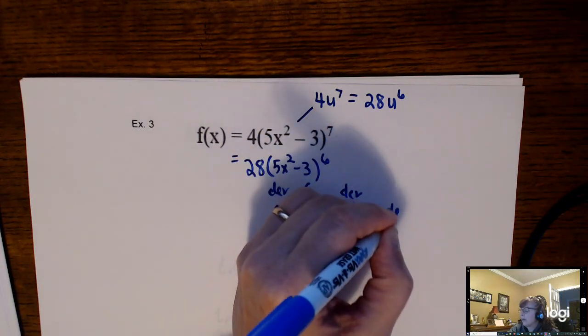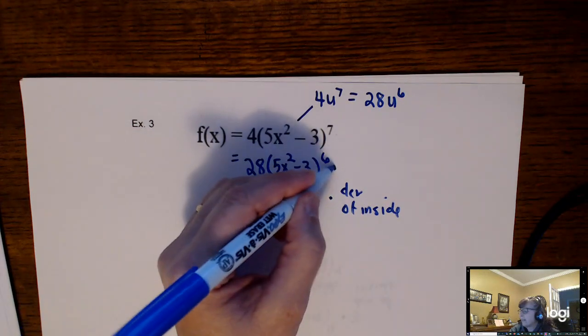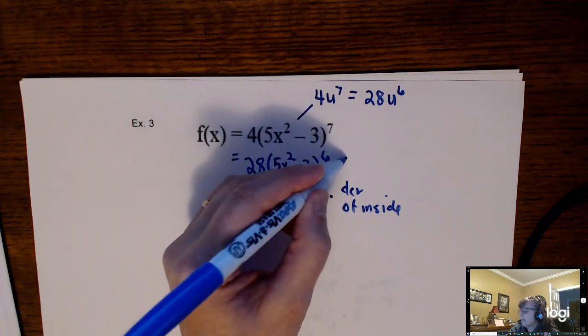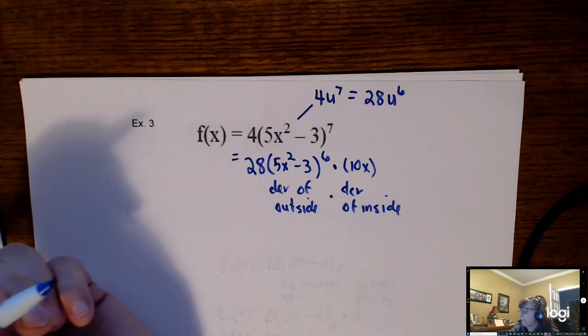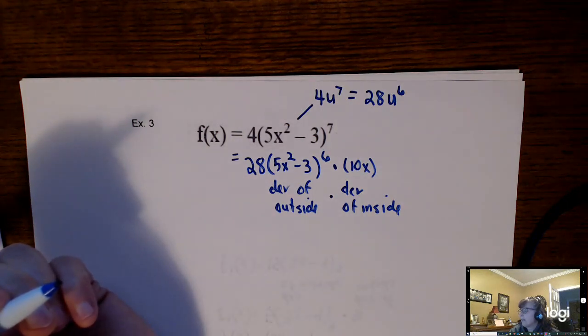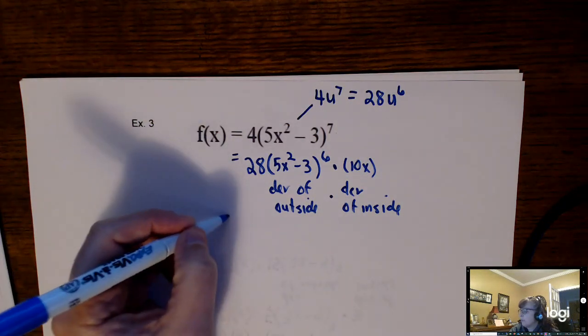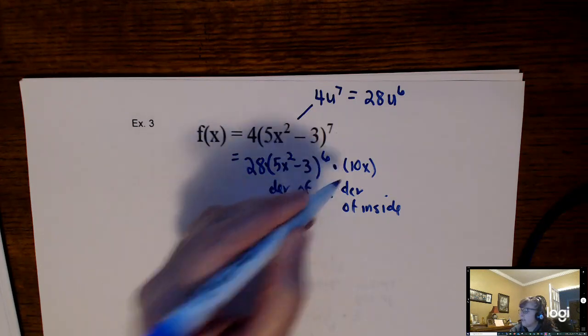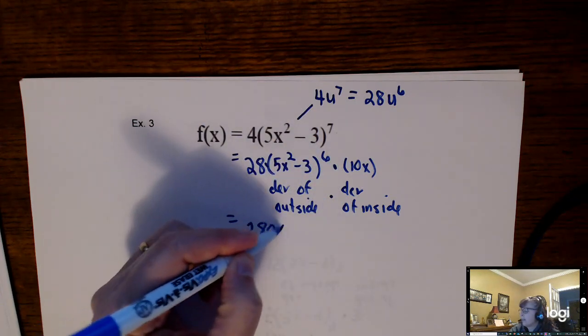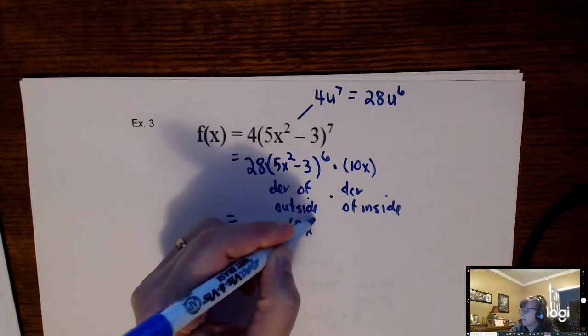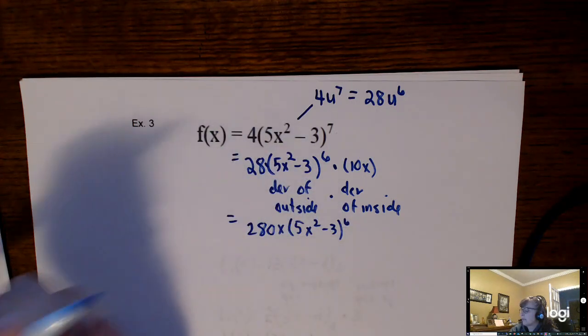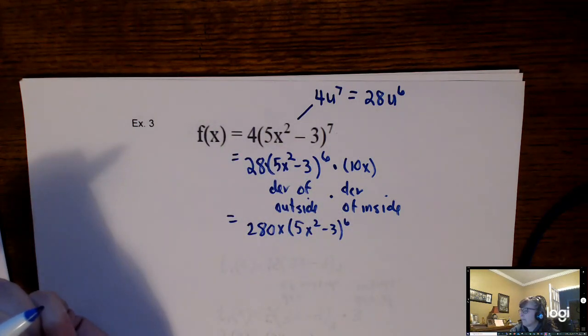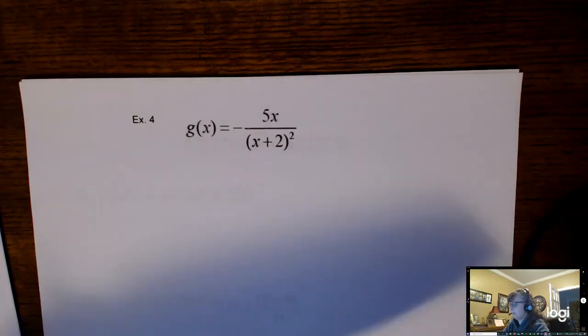So derivative of the outside, we did that, times the derivative of the inside is 10x. And you can leave it just like that. You do not have to simplify. If you wanted to simplify, multiplication is commutative. You could simplify that to 280x times 5x squared minus 3 to the 6th power. All right, let's see another one.